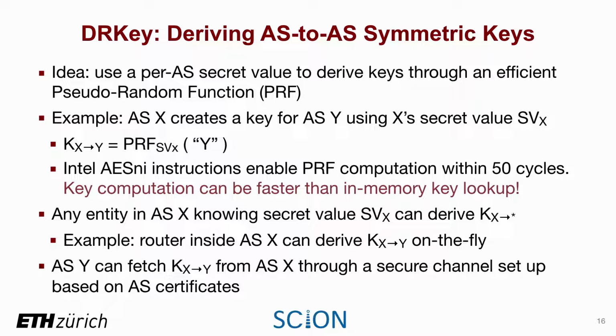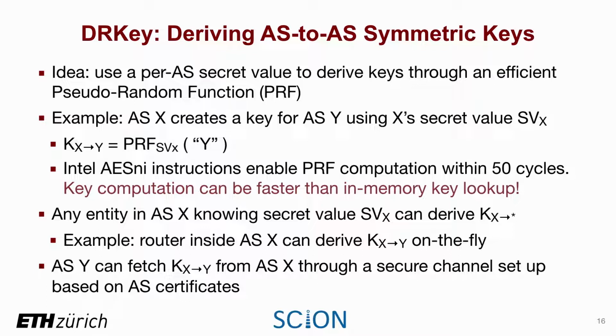So the observation here, which is quite exciting, is that the key computation can be even faster than an in-memory key lookup. A memory lookup to DRAM, assuming it's not cached in one of the CPU's caches, can take up to 200 cycles. So by recomputing the key dynamically, we can be 4 times faster than the memory lookup. And so this is an aspect that is quite exciting to us. And DR key exactly utilizes this concept.